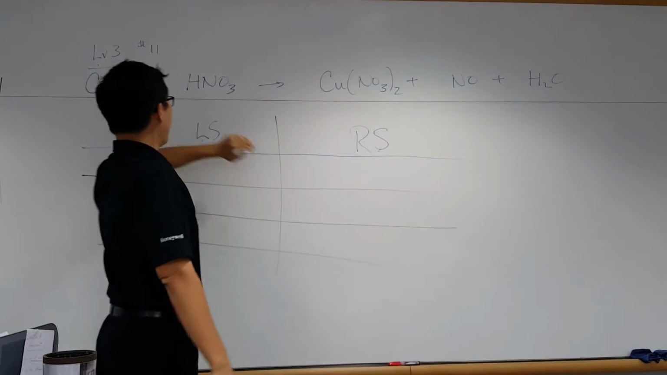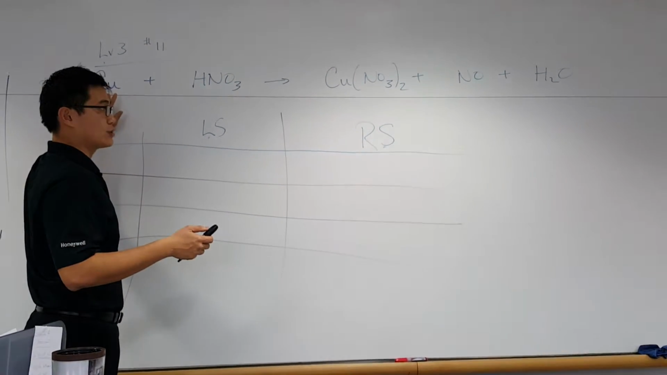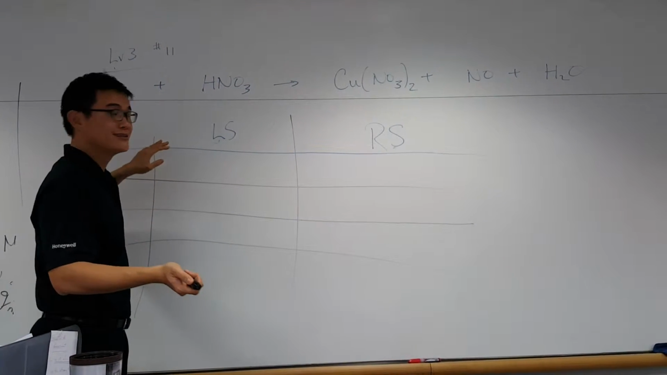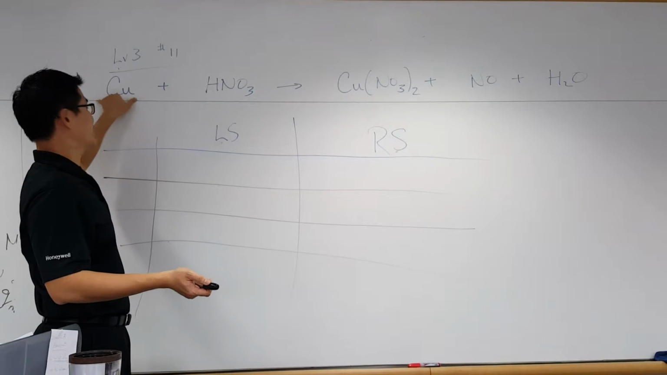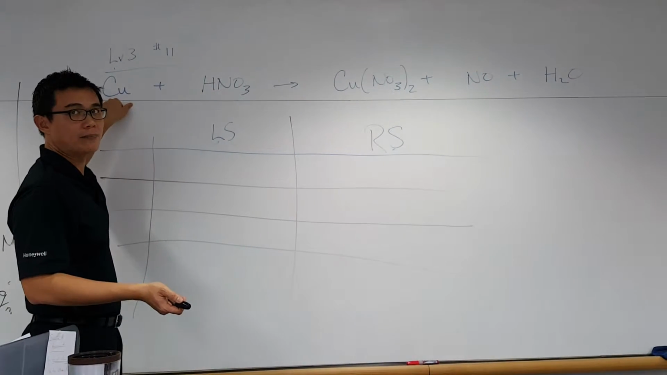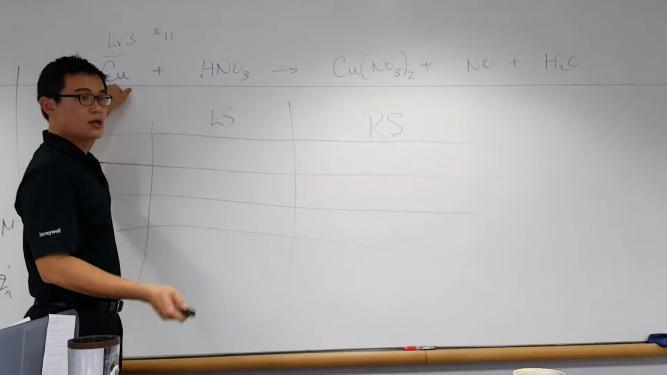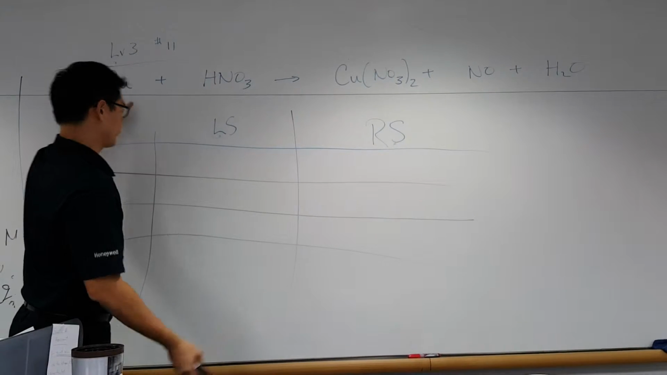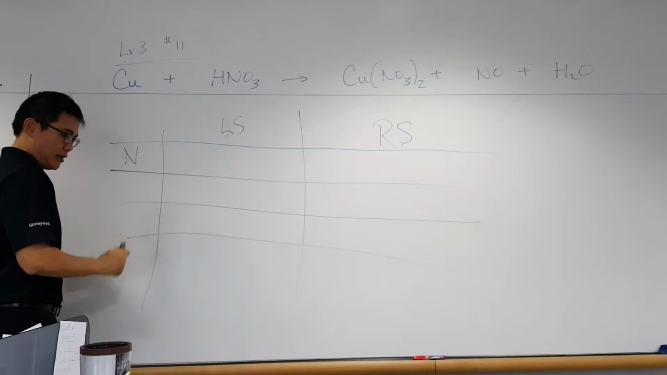Because that's complicated. From the look of it, I would normally start off trying to balance the copper, but having done this question a number of times, I realized starting with copper is actually a bad idea, because copper stands alone. It's easy to balance copper. The hydrogen and the nitrogen and the oxygen, that's the trouble. So I'm going to start off trying to balance the nitrogen first.